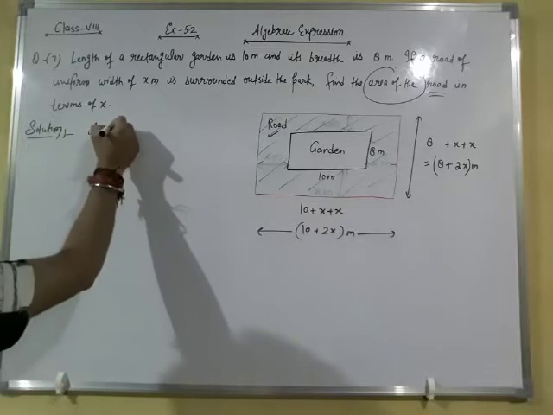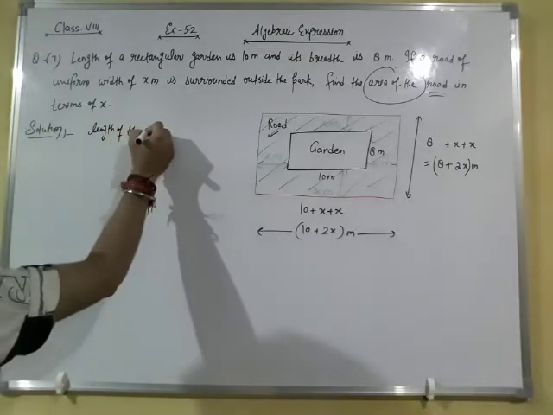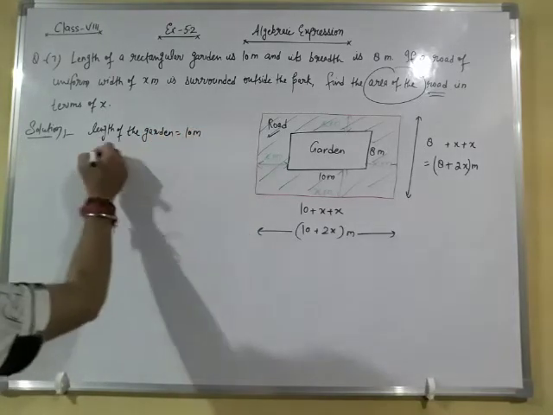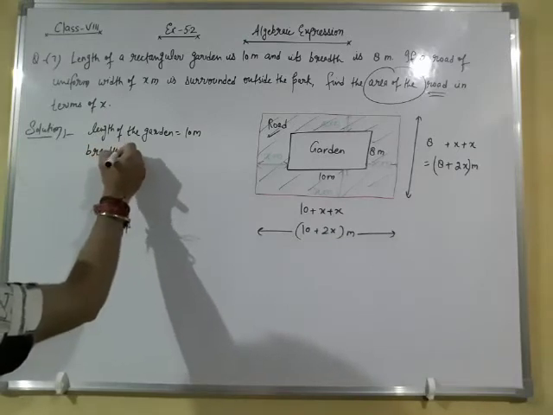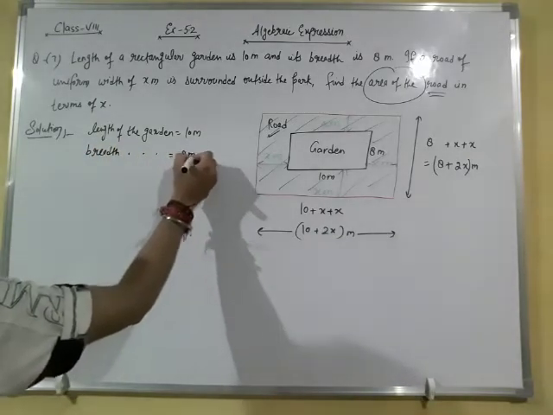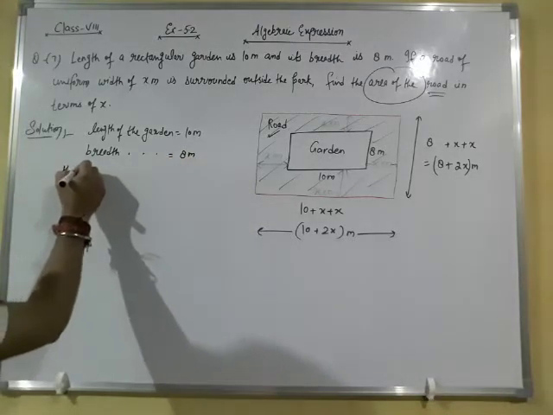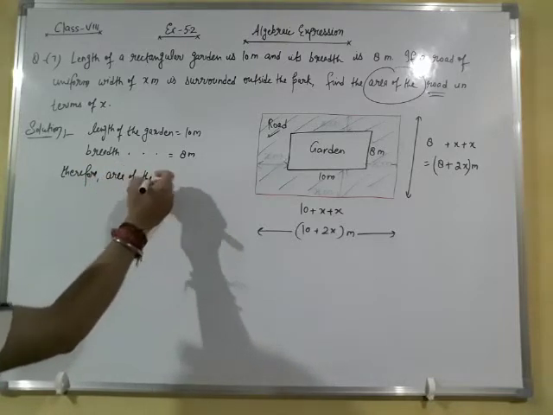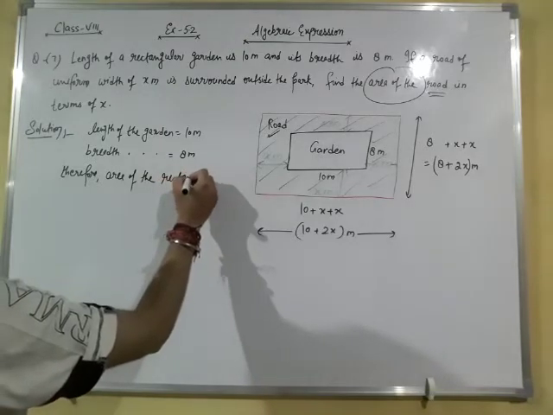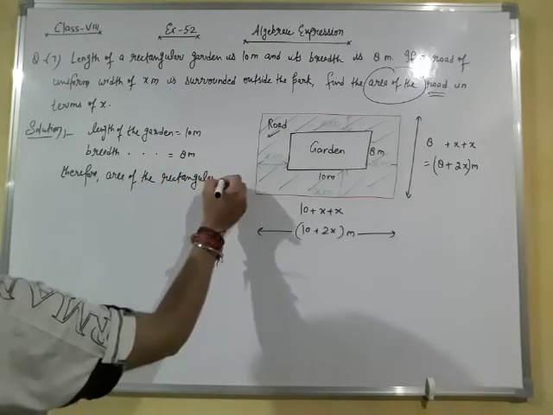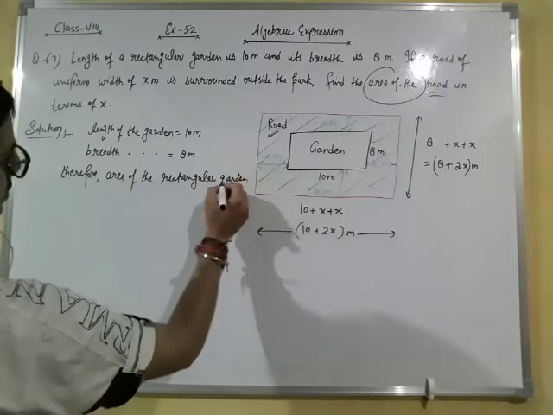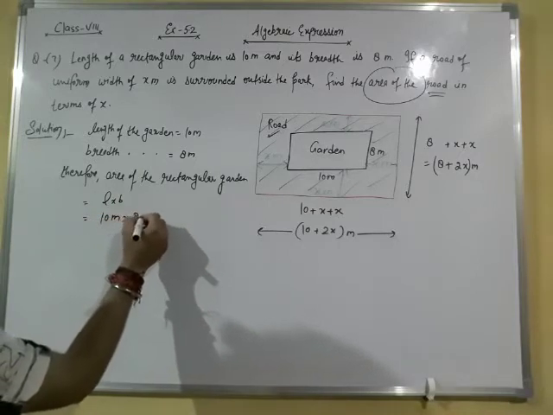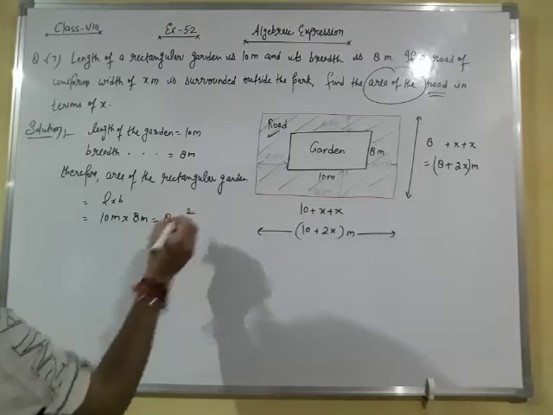Length of the garden is equal to 10 meter, breadth of the garden is equal to 8 meter, therefore area of the rectangular garden will be equal to length into breadth. 10 meter into 8 meter is equal to 80 meter square.